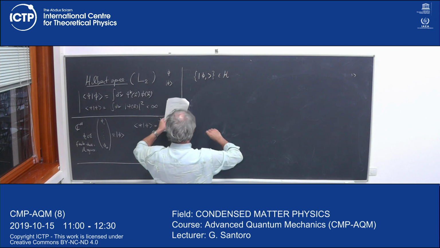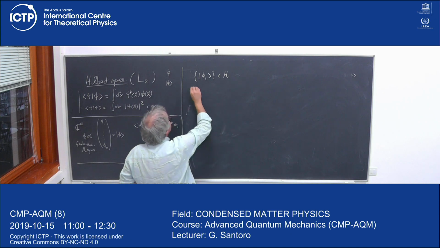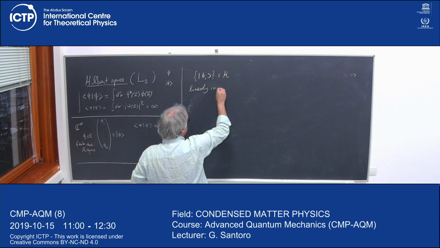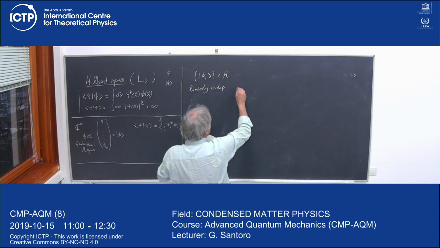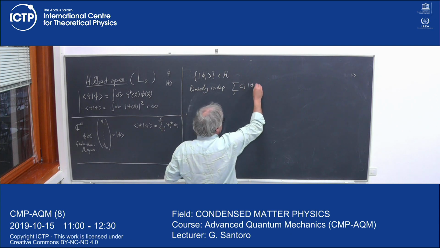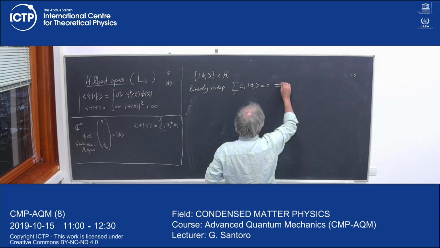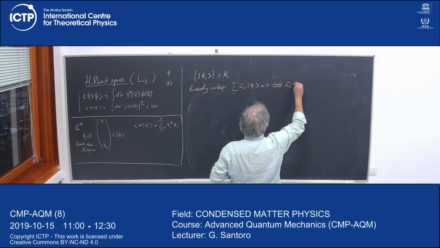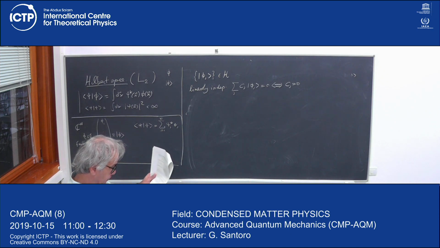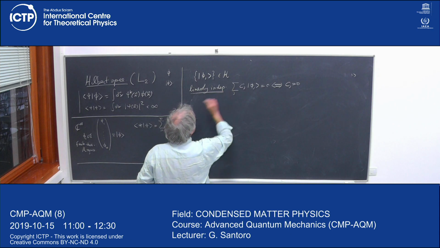I say that these are linearly independent if, when I form the sum with complex coefficients, the result is 0 only if all coefficients are 0. You remember that this is the standard definition of linear independence of vectors from linear algebra. It's the same in infinite dimension. So this is the linear independence.